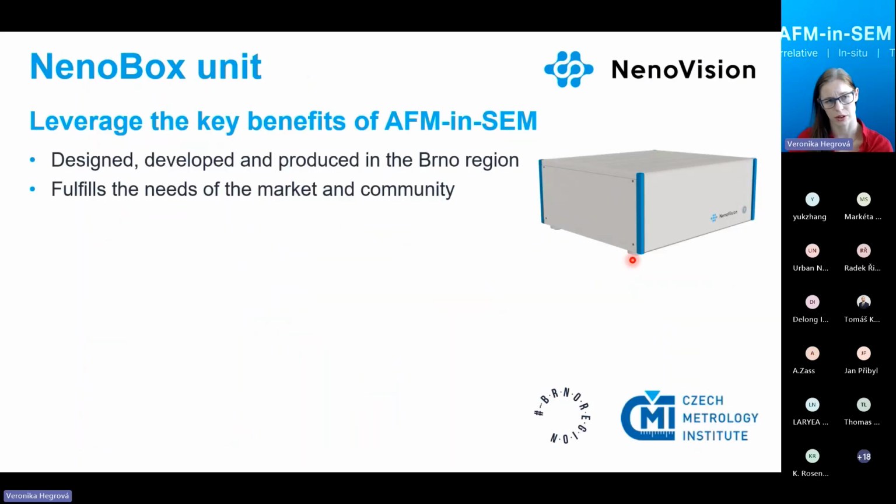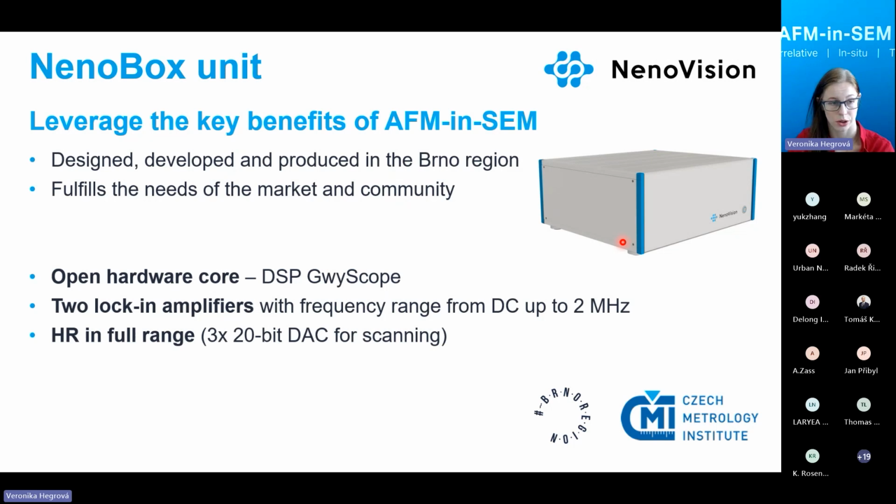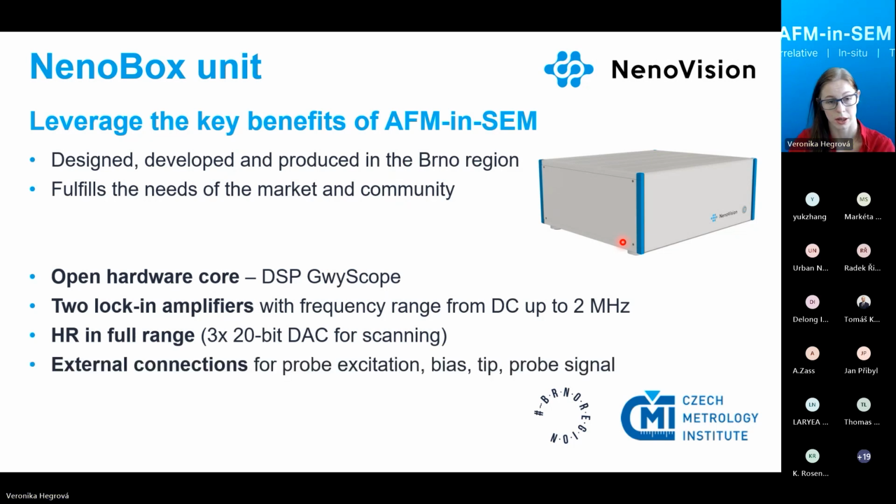And let's have a closer look at the NanoBox unit. So it was designed and developed and produced in the Brno region with a cooperation with Czech Metrology Institute, and it fulfills the needs of the market and community. It's composed of open hardware core DSP gyroscope. It has two lock-in amplifiers with frequency range up to 2 megahertz, and it has a high resolution in full range, many external connections for probe excitation or bias tip probe signals.